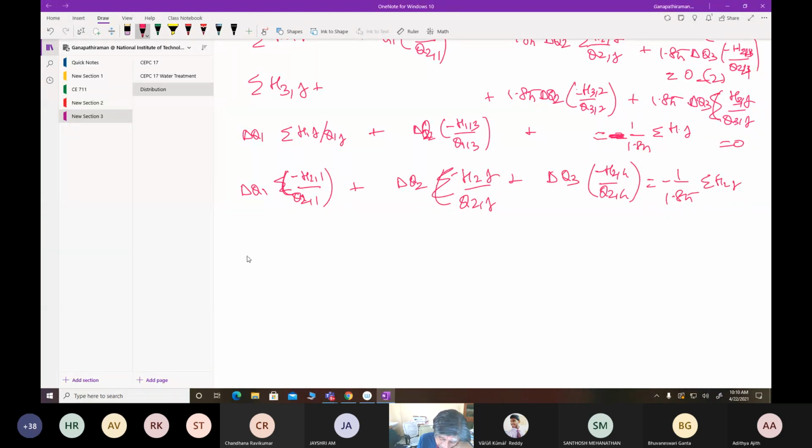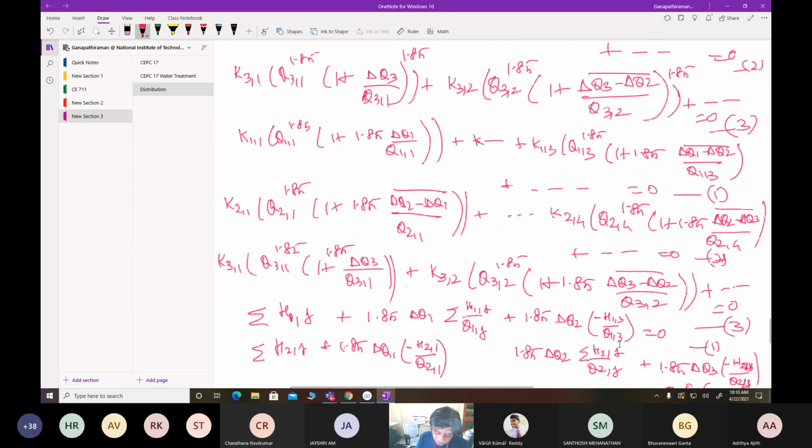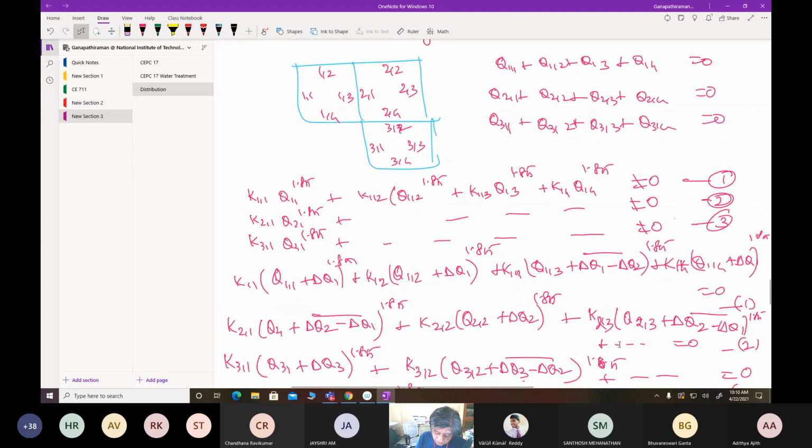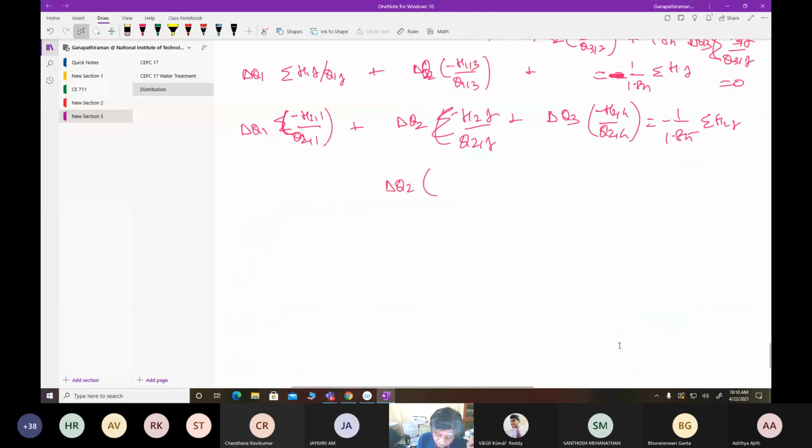Similarly, delta Q2 times minus H32 by Q32, plus delta Q3 times H3J by Q3J, equal to minus 1 by 1.85 sigma of H3J.